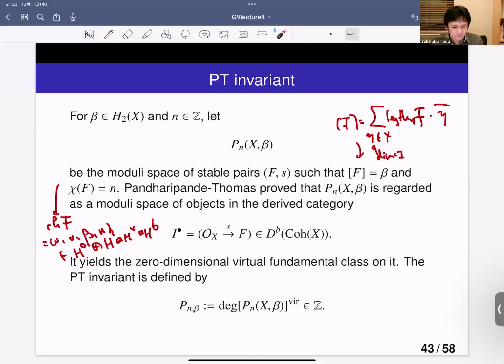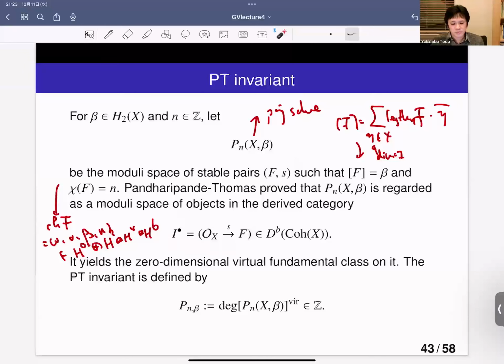So then Pandharipande-Thomas proved that this moduli space of stable pairs is in fact a projective scheme. This is one of the constructions of the moduli space of coherent systems, given by Le Potier. And the observation by Pandharipande-Thomas is that this is in fact regarded as a moduli space of objects in the derived category, by associating this pair with this two-term complex.